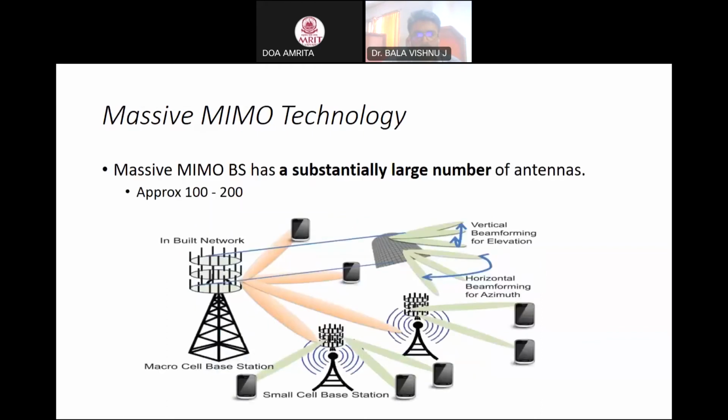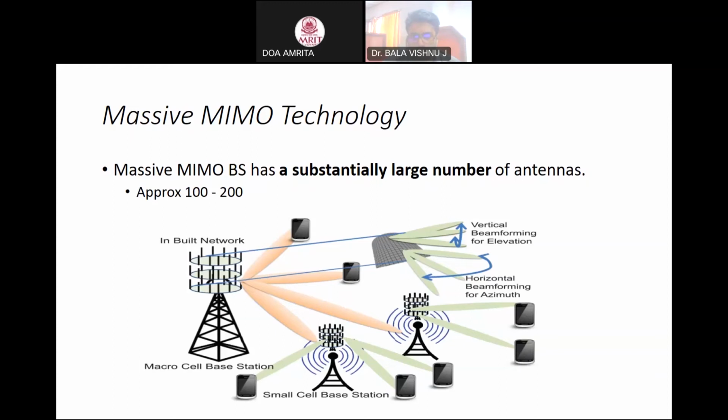Coming to massive MIMO technology, we already know SISO, single input single output, in which we have only one transmitter antenna and one receiver antenna. What we found difficult in SISO is that we have less data rate and less reliability. So we can have two technologies to overcome these disadvantages.